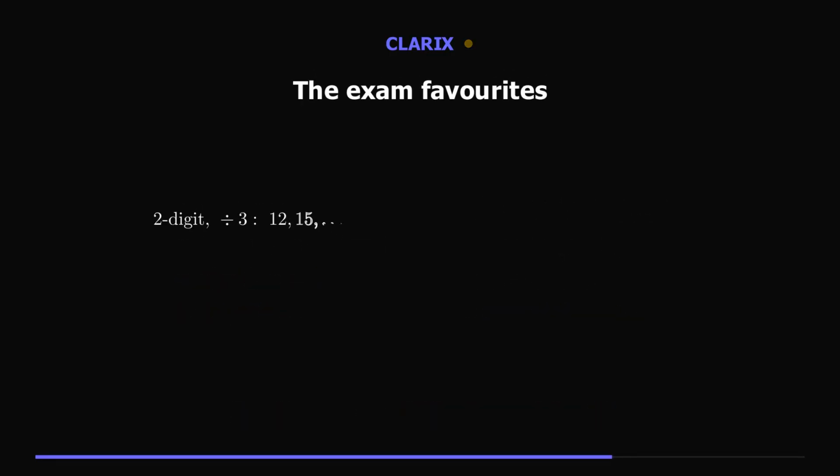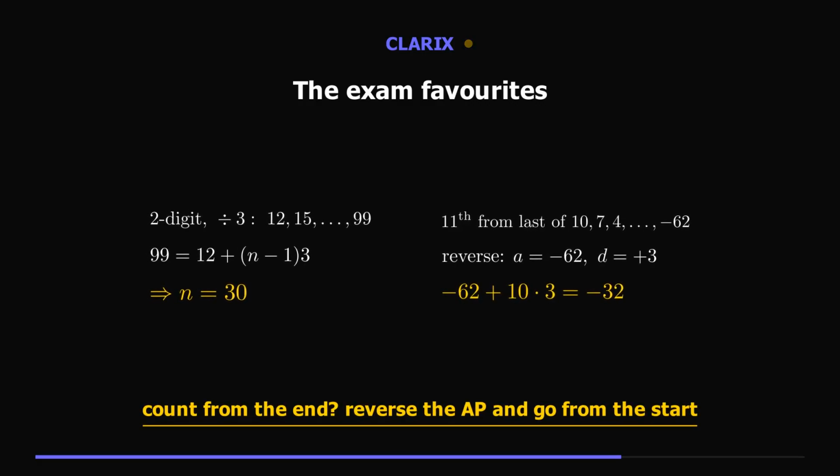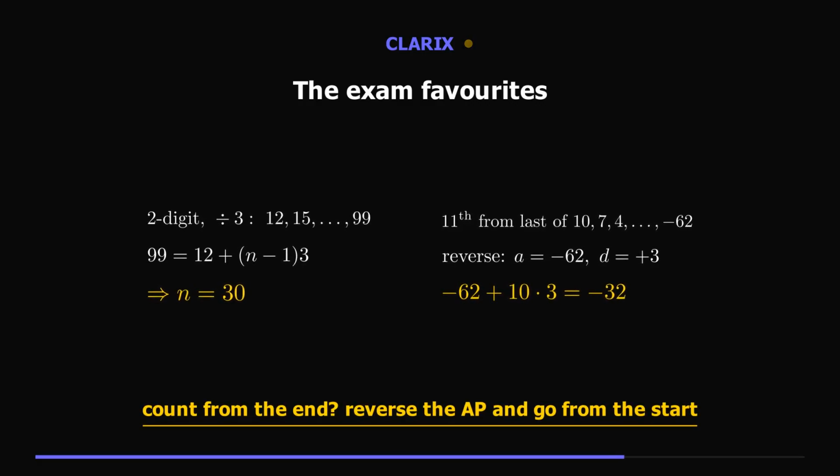Two more, and these are the ones exams love. How many 2-digit numbers are divisible by 3? They run 12, 15, 18, all the way to 99. An AP with a 12, d 3, last term 99. Set the formula equal to 99, solve for n, and you get 30. So there are 30 such numbers, counted without listing one.